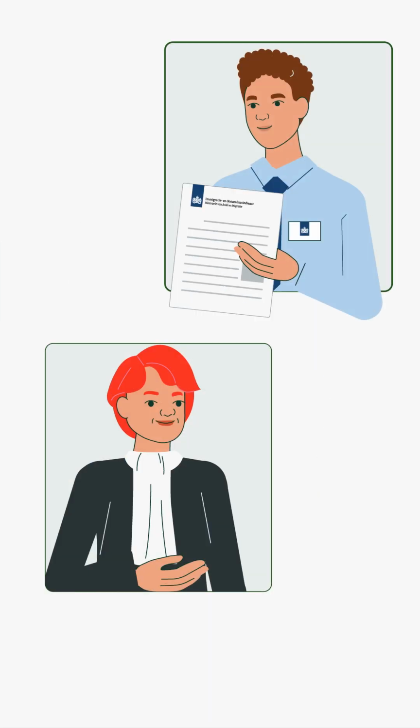After the detailed hearing, the IND makes a report. You check this with your lawyer for mistakes. If there are mistakes in the report, or if you forgot to mention something, your lawyer will tell the IND.